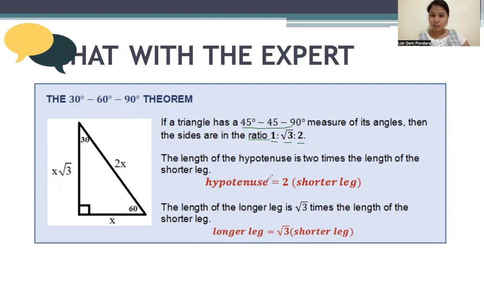The length of the hypotenuse is 2 times the length of the shorter leg. So for example, if our shorter leg is 5, this one, then the length of the hypotenuse is 2 times 5, that's 10. The length of the longer leg is square root of 3 times the length of the shorter leg. So if this is 5, then our longer leg is 5 square root of 3. Let's try with some examples.